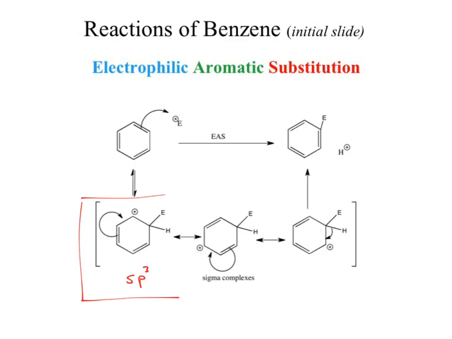Okay, why might we call it the sigma complex or sigma complexes? Let's go back to that carbon again. Said the hybridization of that carbon was what? What are the types of bonds that that carbon has? Anything else? No, just sigma bonds. These are sigma complexes because we've taken our aromatic ring and we've introduced a carbon that only has sigma bonds. There's our name for the sigma complexes.